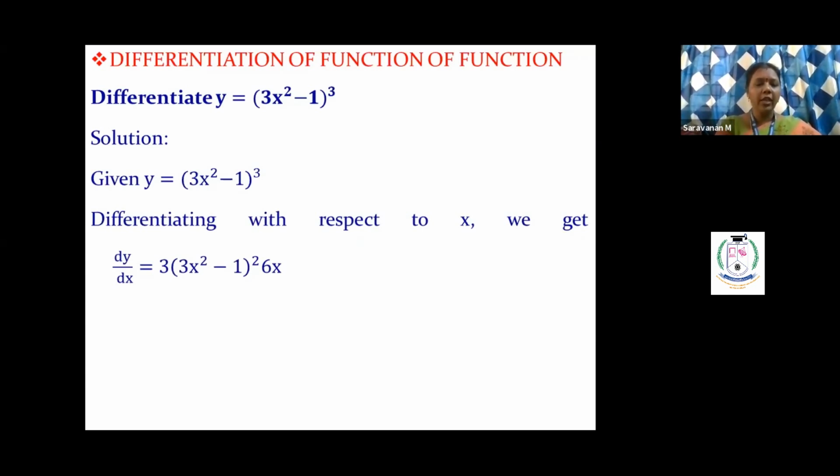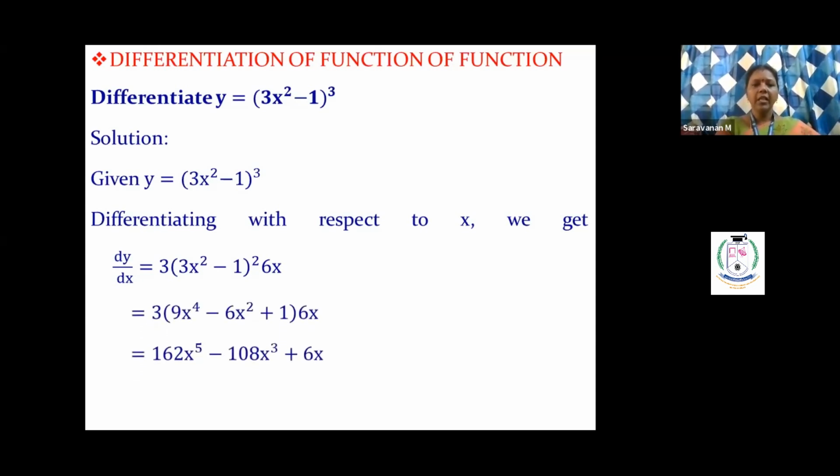Then what we have to do? Inside the function also, we are having the function. So 3x squared we are having. So we have to differentiate that 3x squared with respect to x. So we will get 6x. So 3 into 3x squared minus 1 the whole squared into 6x.